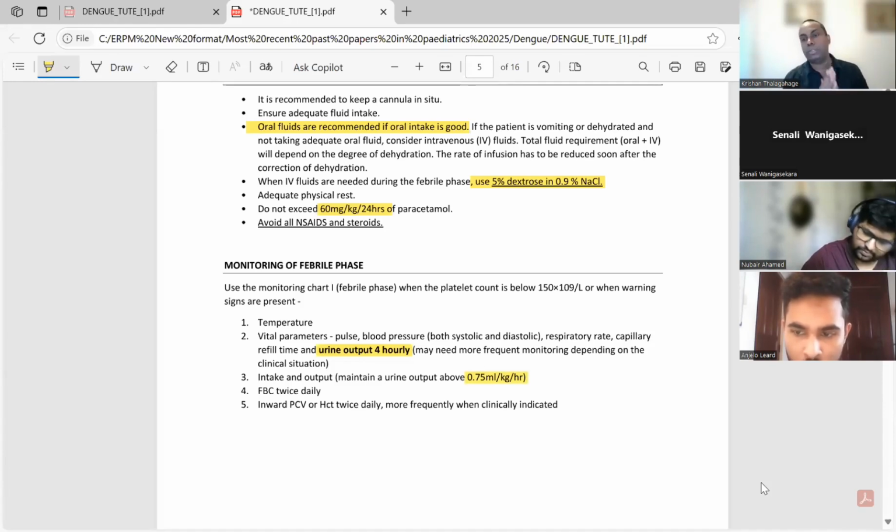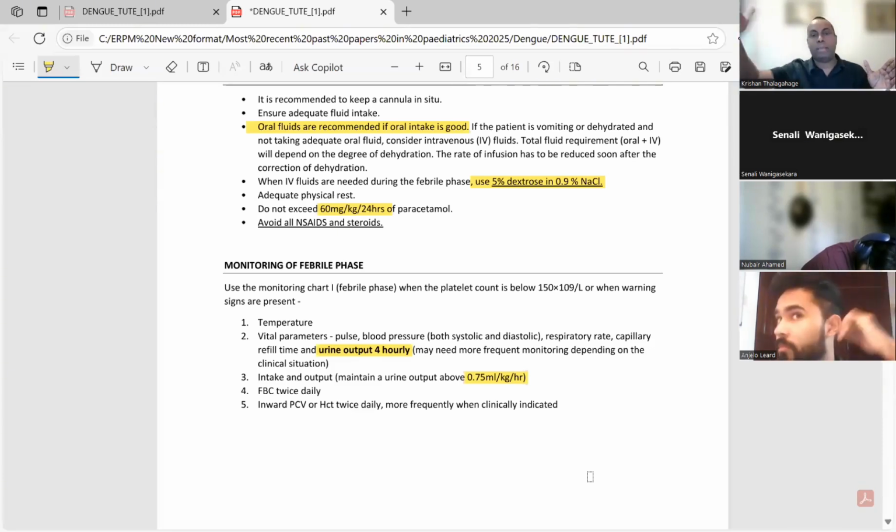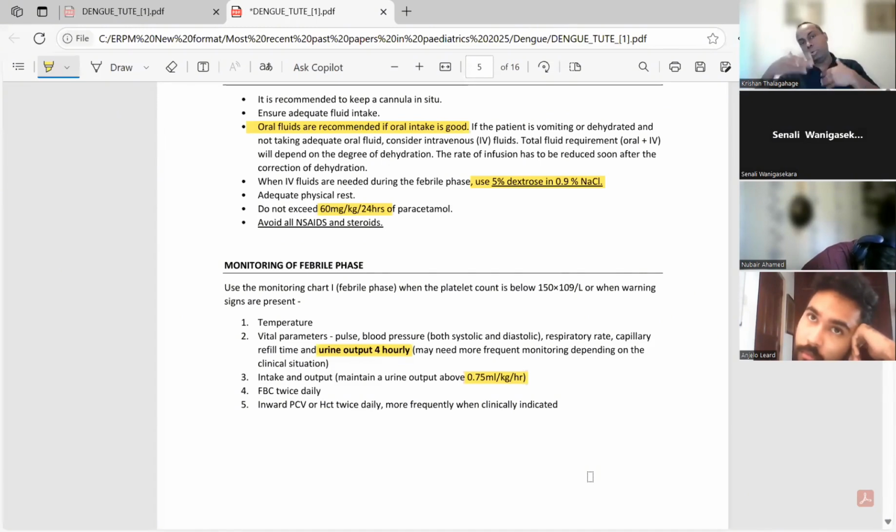Per kg per hour. So this is how much you expect as the urine output, 0.75 ml per kg per hour. Anything between 0.5 to 1 ml per kg per hour is okay. So over 0.75 is good. And you do full blood count morning and night, in dengue fever only.